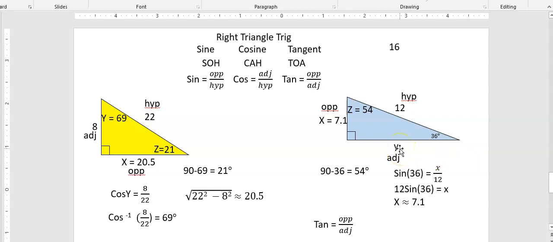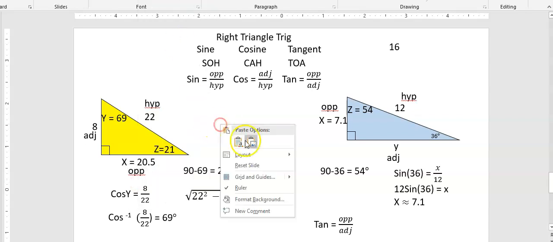Well, I could use Pythagorean theorem. I could say square root of 12 squared minus 7.1 squared, but then I'm using a rounded answer. So I really try to stay away from using a rounded answer within a problem. So let's again use some trig. I don't want to use this opposite side at all since I rounded this answer. So I'm going to focus on my adjacent side and my hypotenuse again. Adjacent and hypotenuse is cos. So I need to use cos again.